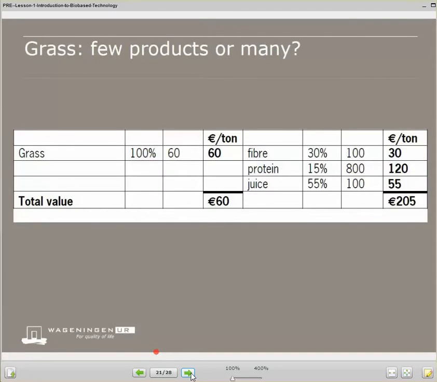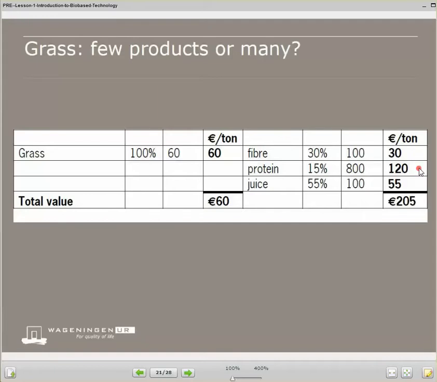So, grass. Is there a few products or many? If you go back to the earlier presentation, and of course, this presentation is on the Blackboard side. Grass, if you look up, costs about 60 euros per ton. It's not too expensive. It has 30% fiber, 50% protein, and 50% juice or water. And these can be sold onward. The fiber from the grass, you can sell for 30 euros a ton. You may be surprised, but yes, you can actually sell grass fibers.